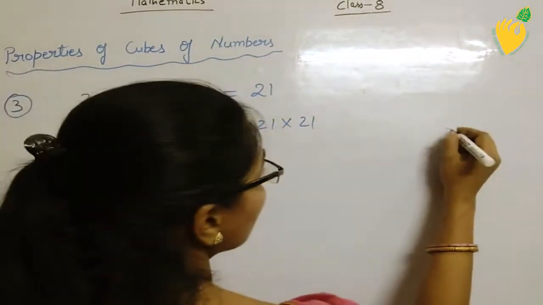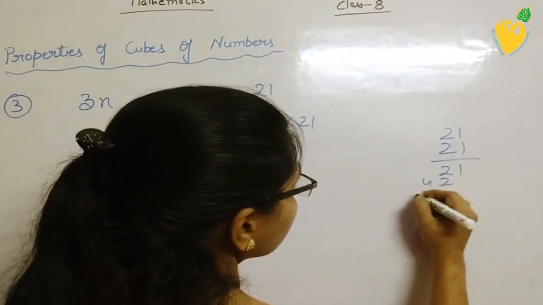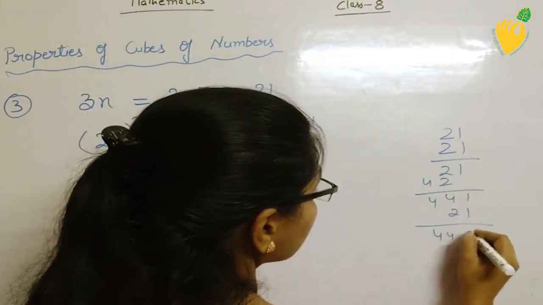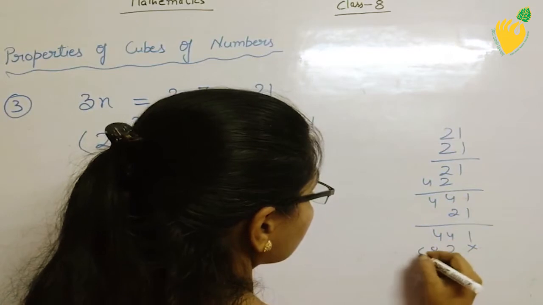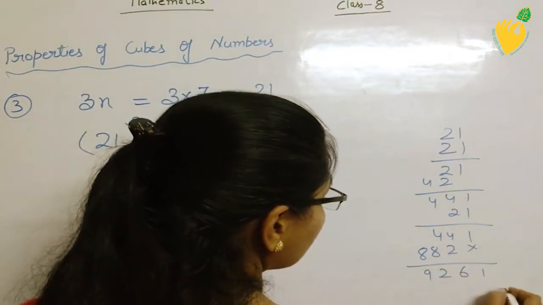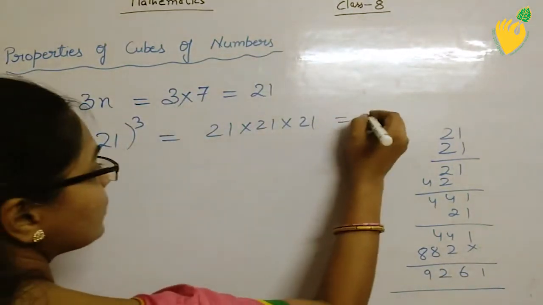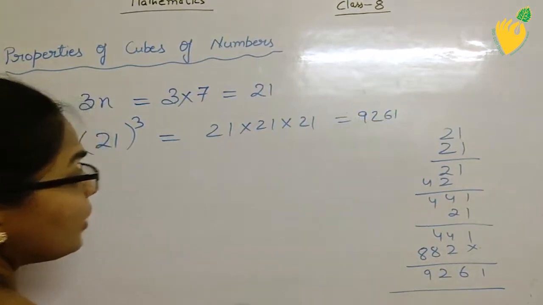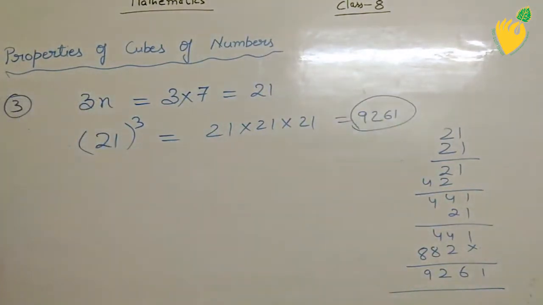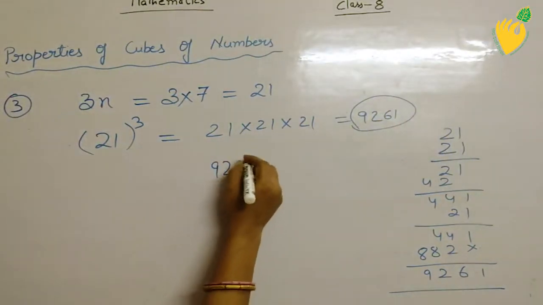Let's find the cube of 21 here first. Which is 9261. So students, we can see that 9261 is a multiple of 27. If you want to check it, you can also check it.